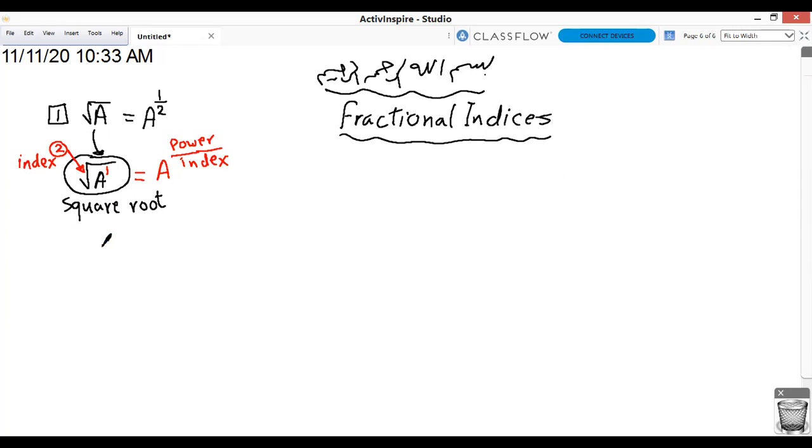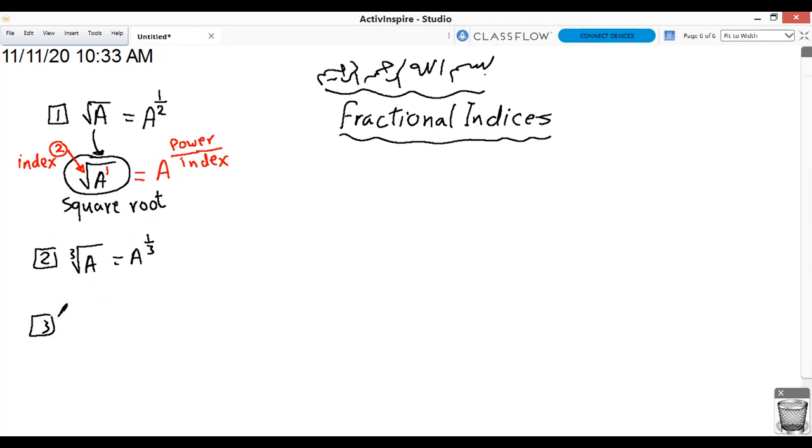Then, if it's like this, cube root, here it is the second root. The first root, square root. Cube root is the second root. Cube root a will be a to the power of 1 over 3. Yes. Power over index. Okay.